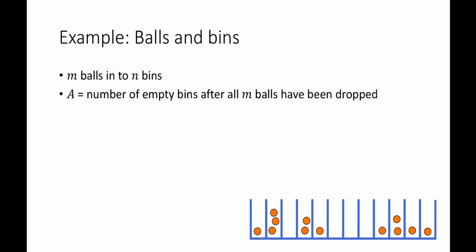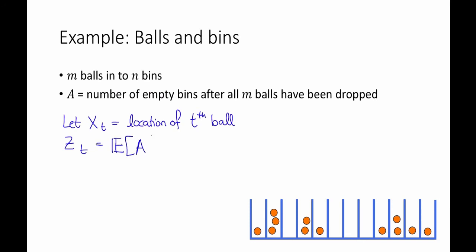To work this out a bit more formally, suppose we have m balls that we're dropping into n bins, and let A, our random variable, be the number of empty bins after all m balls have been dropped. Now let's let x sub t be the location of the tth ball. So if the first ball lands in this bin, then x sub 1 will be this bin. Then z sub t, the Doob Martingale by definition, is going to be equal to the expected number of empty bins at the end of the day after I've dropped all m balls, conditioned on the locations of the t balls that I've dropped so far.